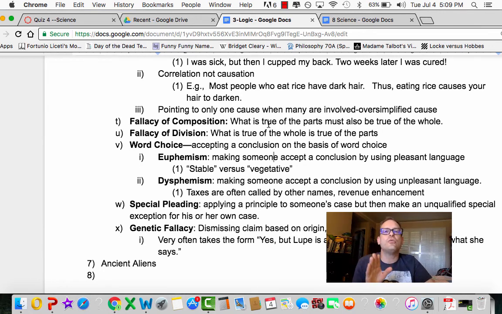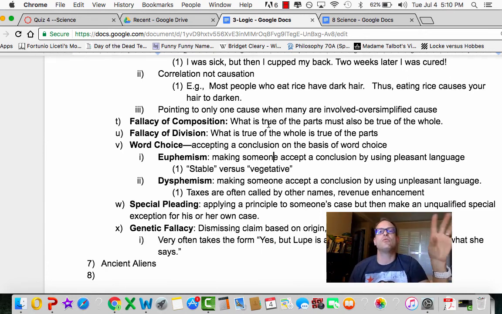So when you are speaking and you choose certain words, you can actually force people to accept a conclusion if you choose your words properly, right? If you cover your tracks or you color the language in such a way that it kind of forces people to accept things. So let me give you an example of a euphemism.